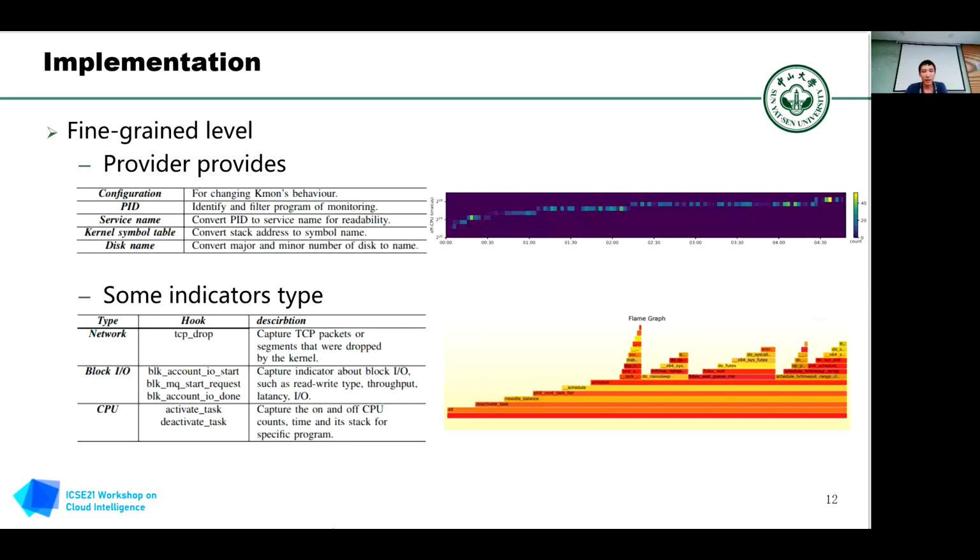Other indicators share the same architecture of Kmon, but with different eBPF programs and collectors. Tables show the information about some implemented indicators that the provider and the eBPF program collect. And the pictures show the visualization of those indicators from translated in-kernel data.